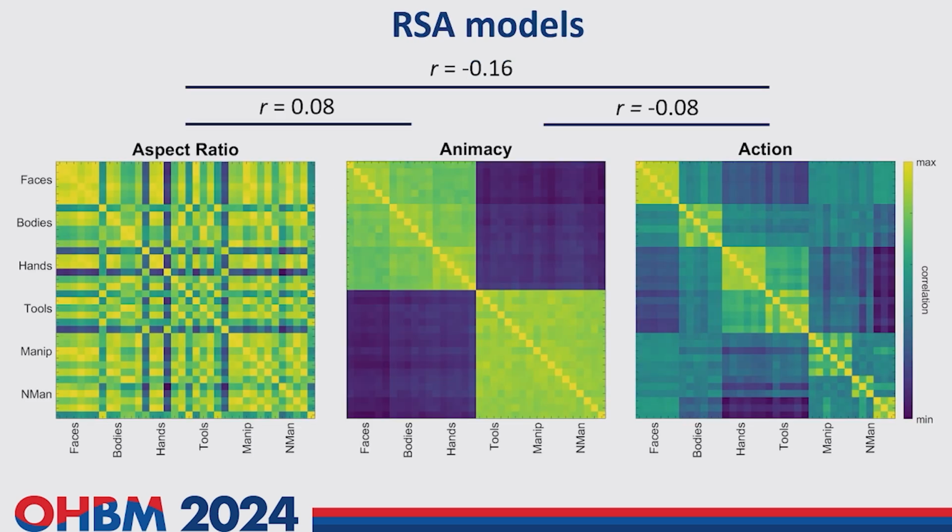Then we were also interested in the representations behind these category selective patterns. So we take the same vector. Instead of having the selectivity profile, we have the multivariate patterns for the 6 categories. And we correlated the vector with 3 models, capturing different dimensions. So we have the aspect ratio, which is a measure of shape. Then we have animacy and action. And these were generated behaviorally, by asking participants to generate these models.